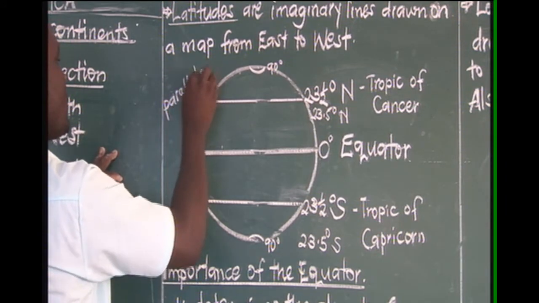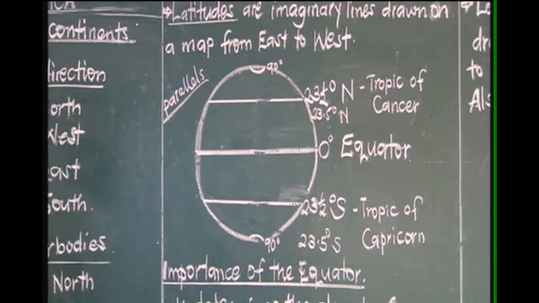We can also call them parallels. Then we come to the importance. How is the equator important? The equator determines the climate of an area.